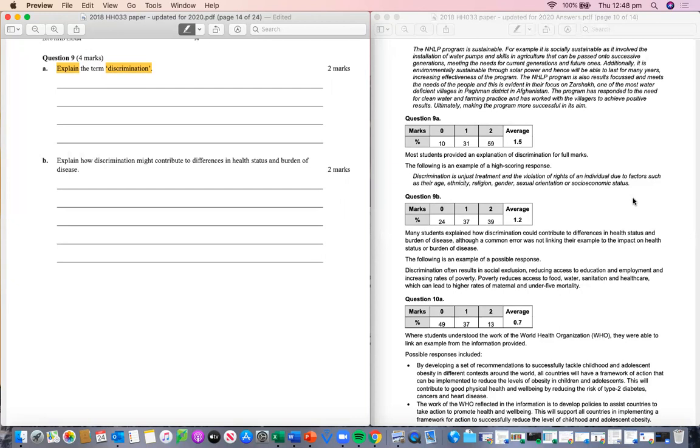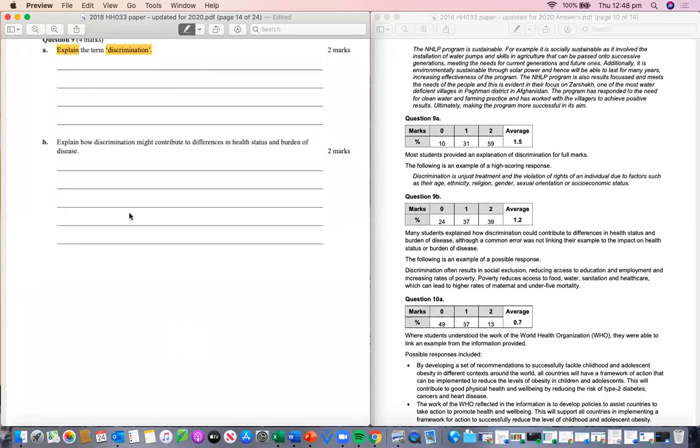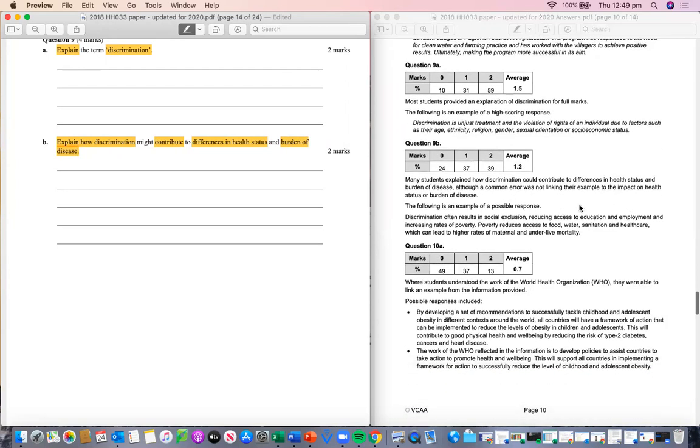Question 9b: explain how discrimination might contribute to differences in health status and burden of disease, for 2 marks. The average mark for this question was 1.2. Fairly evenly, people fell between the marks of 1 to 2. As you can see, it was in the high 30s, so again, a fairly well answered question.